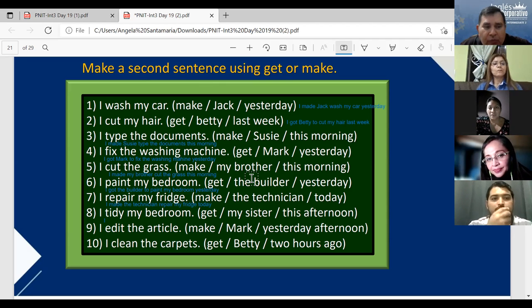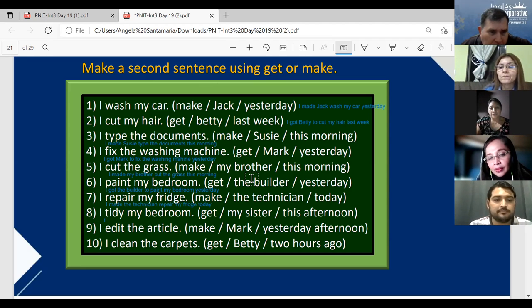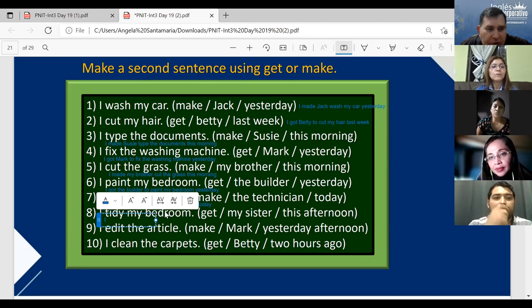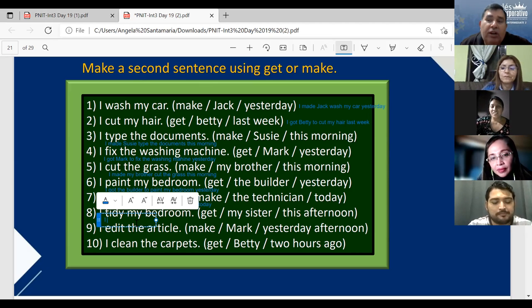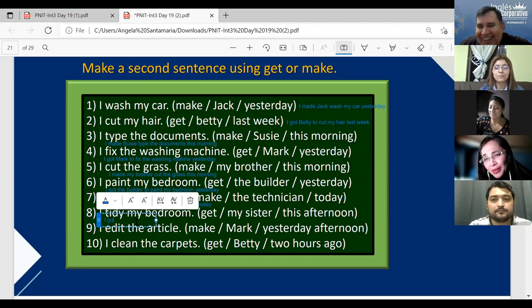It's correct, number 7. Today, the work time is finished. Work time finishes at 6 p.m., and right now it's almost 10 p.m.